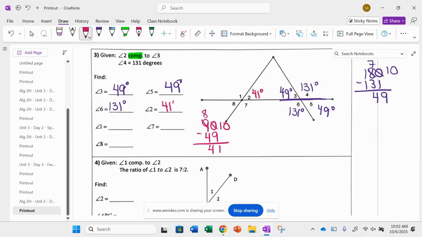So if angle 2 is 41 degrees, who's vertical to angle 2? 8. You got it. And then we have some supplementary angles. So 1 and 2 are supplementary. So I'm going to do 180 minus 41. 10 minus 1 is 9. 7 minus 4 is 3. Bring down that 1. So angle 1 is 139. And what's the relationship between 1 and 7? They're vertical. So angle 7 is also 139. Not so bad, right?